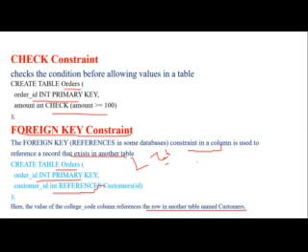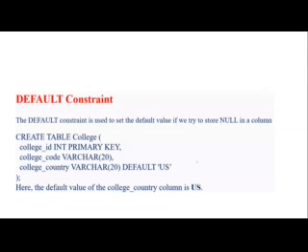At last we go for the default constraint. The default constraint sets a default value if we are trying to store null in a column. Let's assume the same table: college ID int primary key, college name varchar 20, and college country with default US. When you execute the query, the college country column is US by default. Like that, you can understand the default constraint.